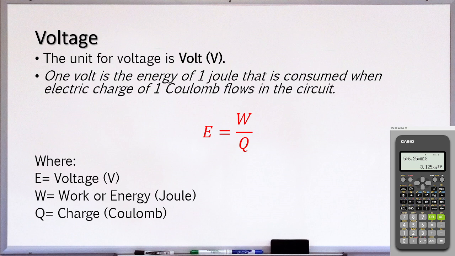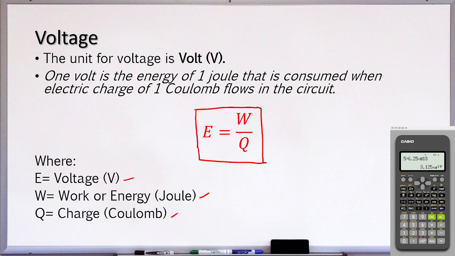Next is we have voltage, no? So the unit for voltage is volts. So voltage is defined as the work done per coulomb of charge. So that is 1 joule per coulomb of charge. So we have this formula in getting the voltage with regard to its relationship between the work done by the electrons and the charge. So voltage is equal to work divided by the charge. So your voltage is in volts, your work or energy, the unit of that is in joule, and your charge is in coulomb.